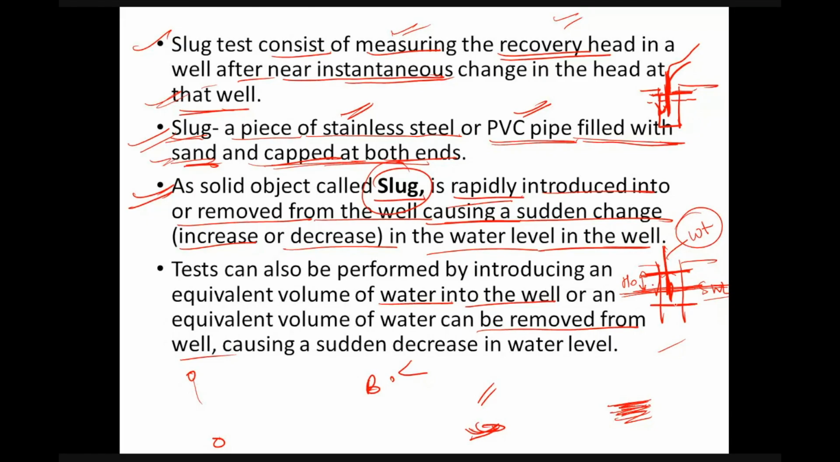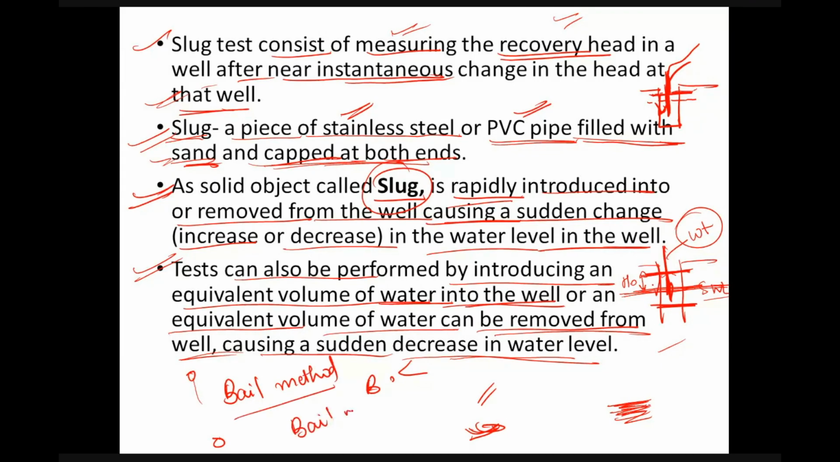Now, this test can also be performed by introducing an equivalent volume of water into the well, or an equivalent volume of water can be removed from the well, causing the sudden change in the water level. So when we introduce some amount of water into the well, or we remove water from the well, this is known as the Bail method, or the Bailing test.